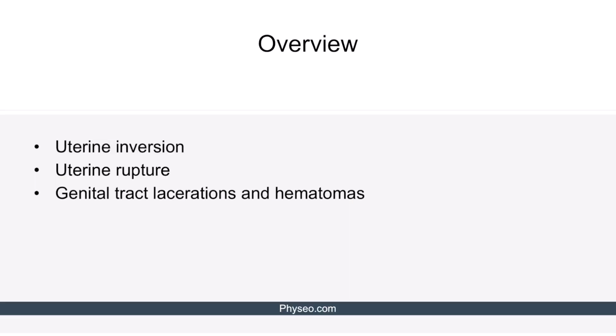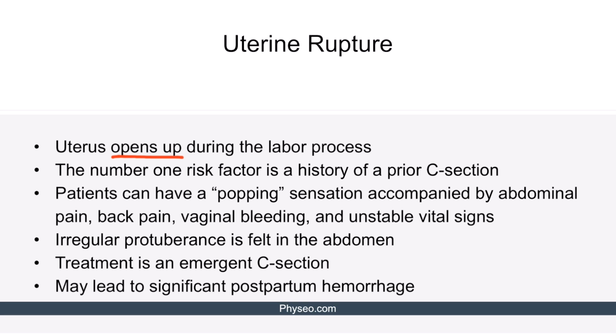Alright, now let's talk about uterine rupture. We'll discuss this briefly in this lecture, but a more in-depth review of this topic can be found in our video on antepartum hemorrhage. Uterine rupture is when the uterus opens up during the labor process. The number one risk factor for this is a history of a prior C-section, because the area that was cut open forms a weakened scar.